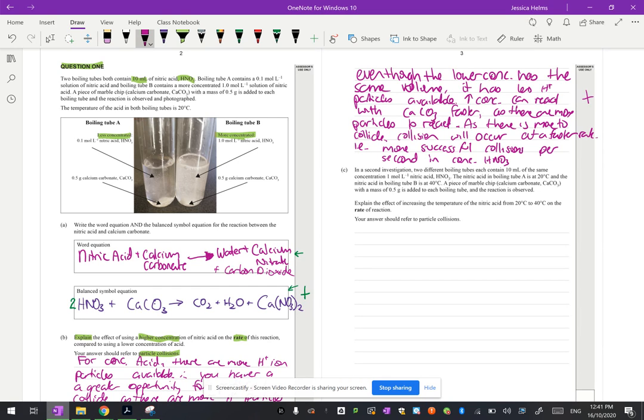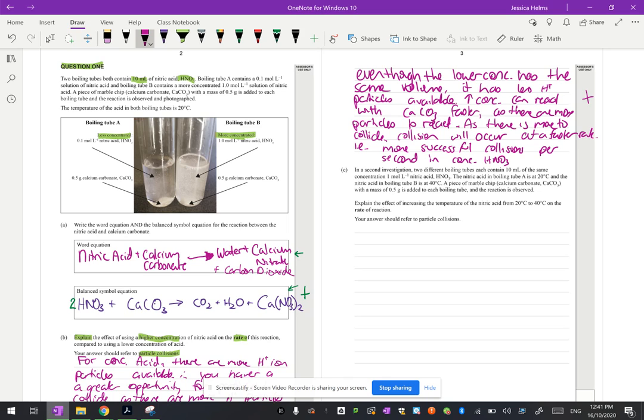And for an achieved, you may have said something like that the more concentrated acid has more particles that can react, more of those hydrogen particles that can react. So the more particles that you have, the more collisions that can occur. Or even just something as simple as that the reaction rate is going to be faster when you have a higher concentration. So as long as you understand that relationship.